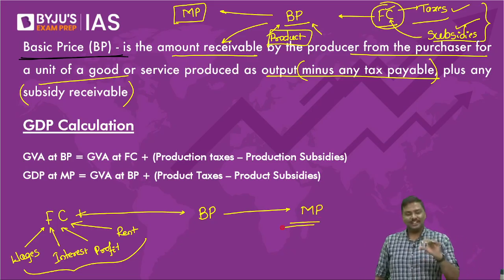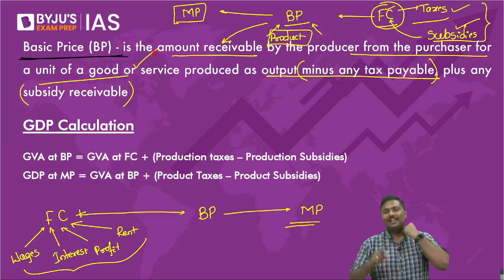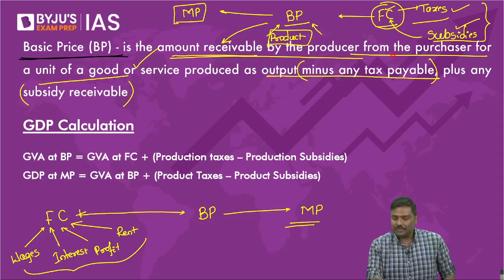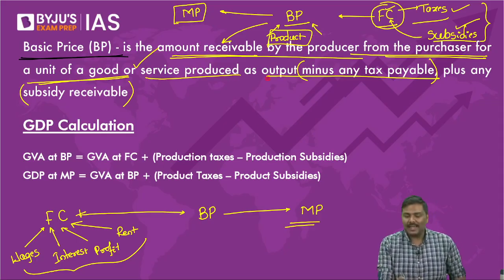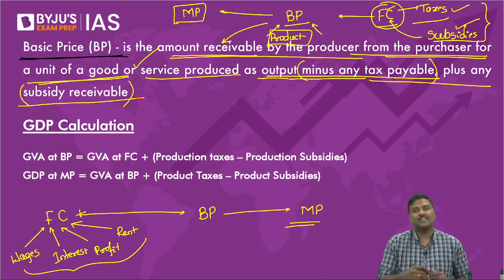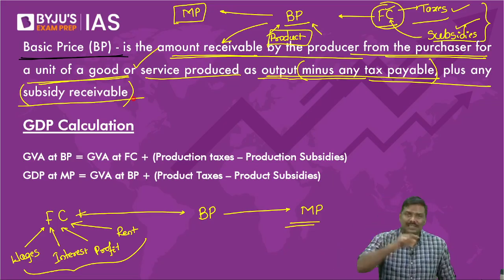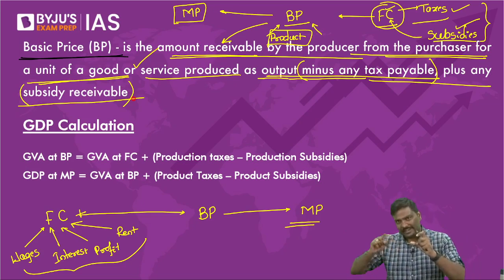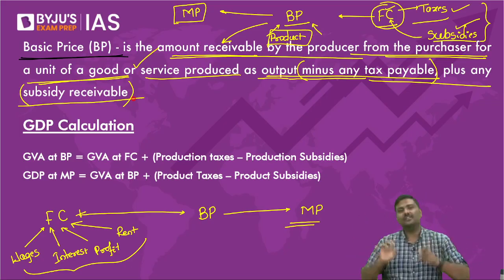Now some of you are looking at the definition, trying to poke holes in it. Follow this carefully. It is the amount receivable by the producer from the purchaser for a unit of a good or a service produced as output minus any tax payable plus any subsidy receivable. Sir, why have you written output minus a tax? It should be plus tax. My dear, please understand. You are looking at a different definition. I am telling you about a different calculation. Follow this very carefully.